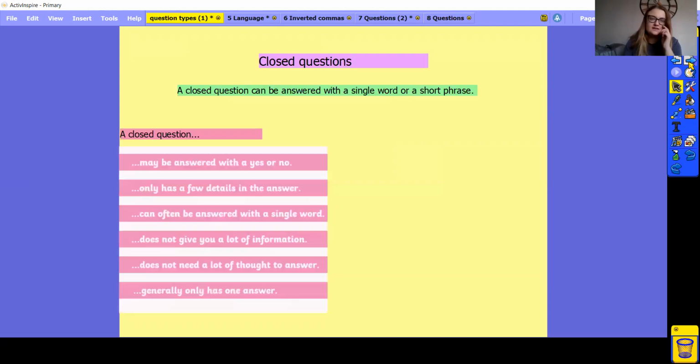Okay, let's get started. So let's start with a closed question. A closed question is one that can be answered with a single word or a short phrase. It may be answered with yes or no. It normally only has a few details in the answer, so it's really short. It can often be answered with a single word. It doesn't give you a lot of information, and you don't need a lot of thought to answer the question. Generally, it only gives one answer, so you're just asking a question like, how old are you? It's a very short one answer. You're not going into much detail.